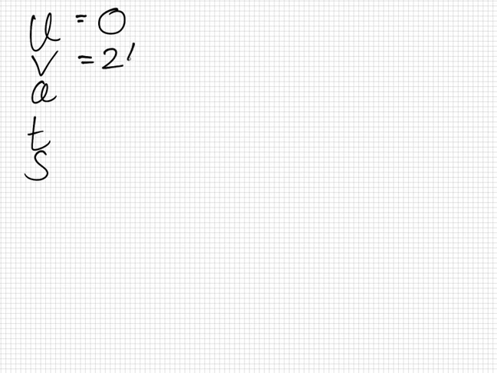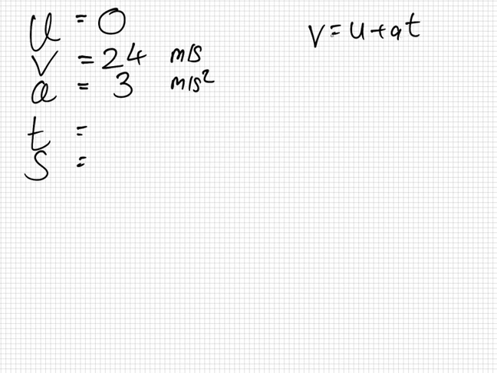So I have U, V, A, T, S. The question says it starts from rest and accelerates to 24 meters per second, and the acceleration is 3 meters per second squared. We don't know the time, we don't know S. So, let me think. The formulas I can use have U, V, and A in them. I can use V equals U plus AT, because that has U, V, and A, and V squared equals U squared plus 2AS. I can only use these ones because these are the only ones that have U, V, and A in them.